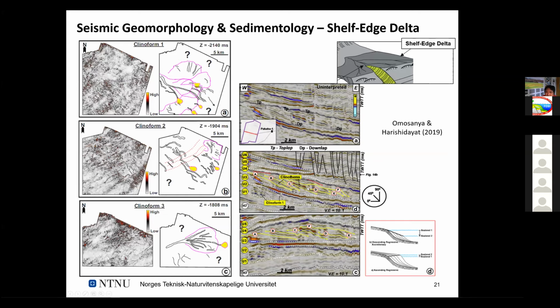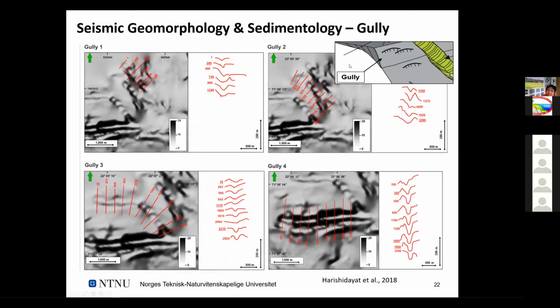Now we talk about gullies. This is from the Norwegian Barents Sea. This is one of my PhD projects. So in this case, we are dealing with a gully. I added this gully into the Posamentier model, since there is no gully there.